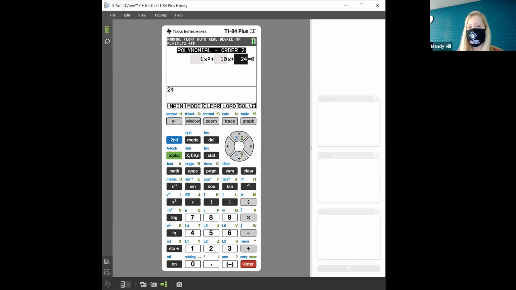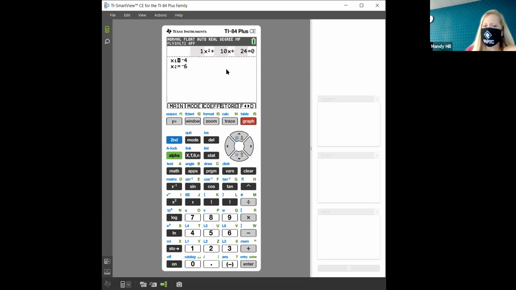Okay, then this nice little thing over here says, once I've got this right there, and it needs to say equal 0, it says to solve it. Well, to get it to solve, you hit the graph button that's right underneath it, and it's going to tell you the answers. Right? What's different? It says that x1 is -4 and x2 is -6. What's different about this than what we had?